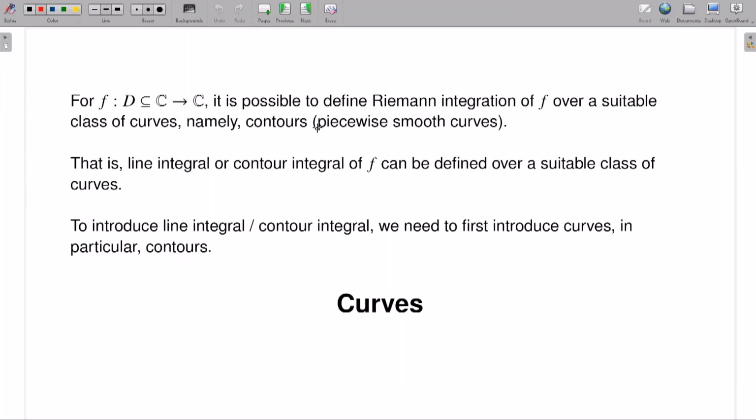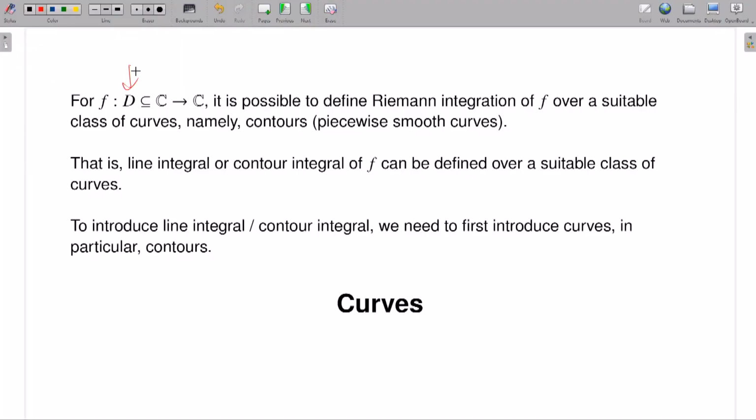Fine. So as I said, this is just a simple extension of the Riemann integral that you are familiar with, for real-valued functions of a real variable, to complex-valued functions of a real variable. Now I am going to define what happens if I have a complex-valued function of a complex variable. Suppose it is defined on D, and suppose inside my domain there is a contour. Then what is the meaning of the integral of f over that contour? So let f be from D, a subset of C, to C. Is it possible to define the Riemann integral of f over a suitable class of curves, namely contours or, say, piecewise smooth curves? I'll explain what I mean by contours or piecewise smooth curves.